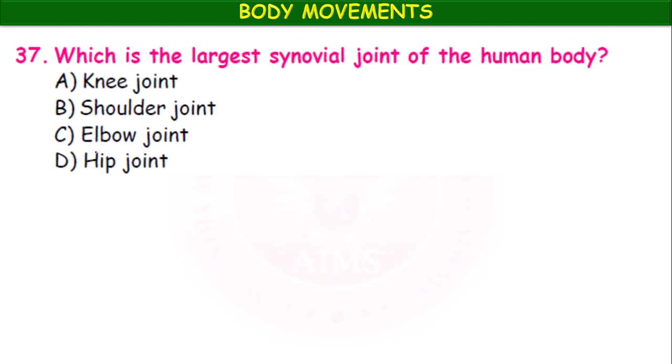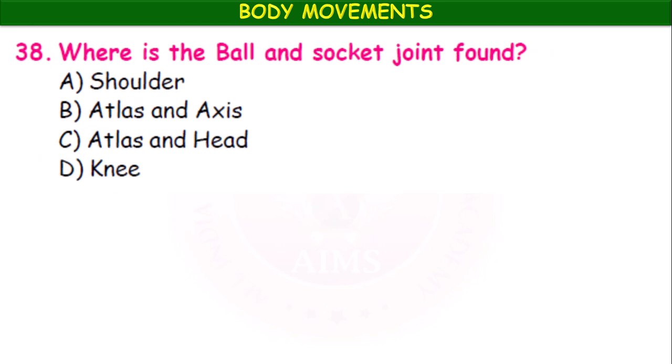Which is the largest synovial joint of the human body? Knee joint, shoulder joint, elbow joint, hip joint. It is the hip joint. Okay, ball and socket joint is the largest synovial joint of the human body. Where is the ball and socket joint found? Shoulder, atlas and axis, atlas and head, knee. It is in the shoulder.